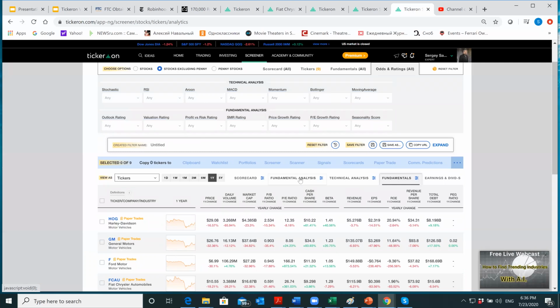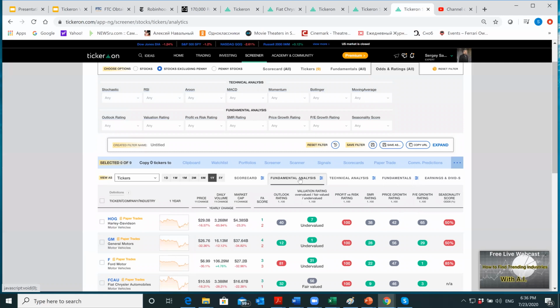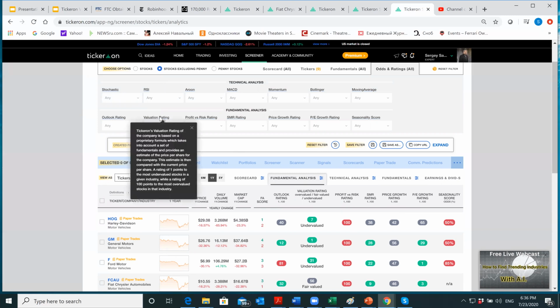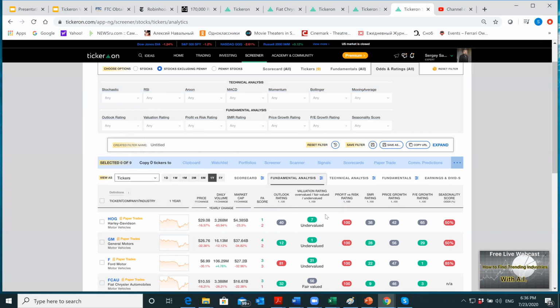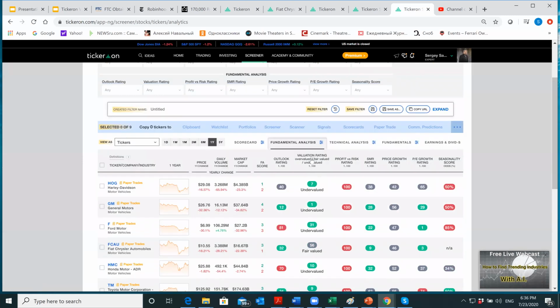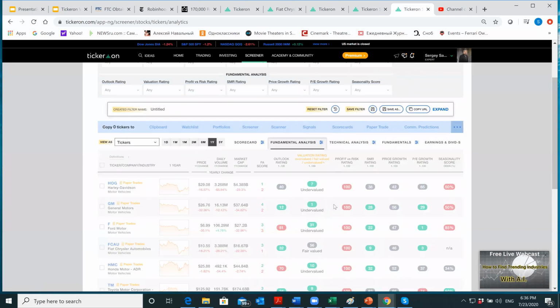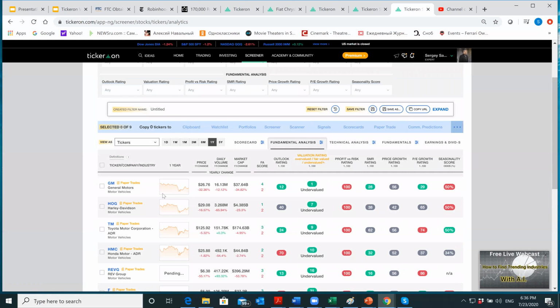If you really want to find out about fundamental analysis, you can read about that right here, Outlook ratings. You can read what it is in plain English. Valuation, that's how we calculate valuation. Let's look at the undervalued stocks. What I'm going to do is sort by undervalued.